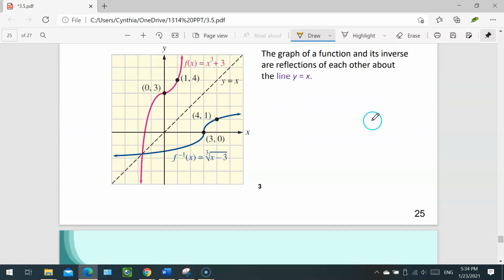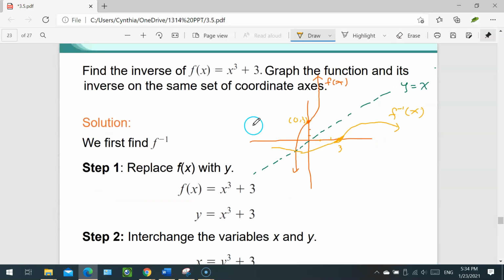Alright, so here they sketch the graph to show you. Or another way you can sketch the graph is to find the inverse of f of x. So we rewrite this as y equals x to the power of 3 plus 3. So f of x is y, right? So y is equal to x to the power of 3 plus 3.